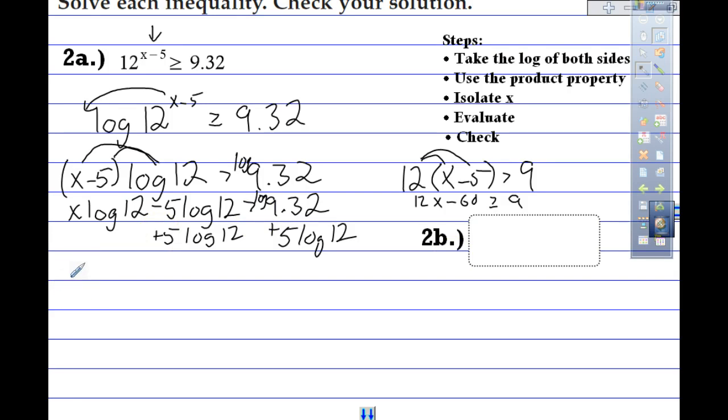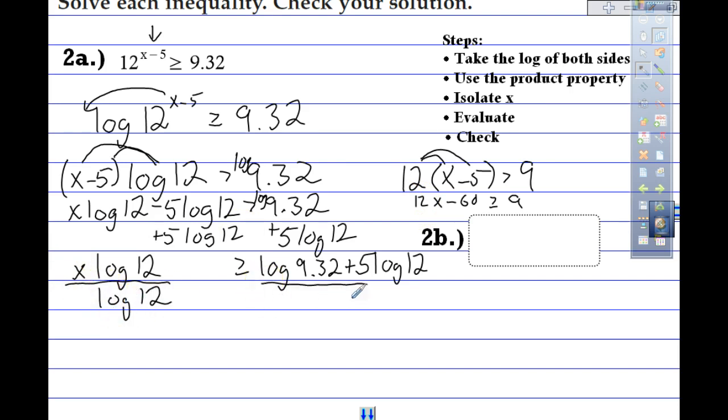So right now we're looking at x log of 12 is greater than log of 9.32 plus 5 log 12. Okay. And one last step: we'd add 60 to both sides, then end up dividing by log of 12 on both sides.